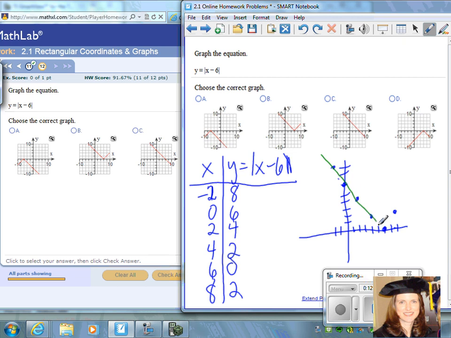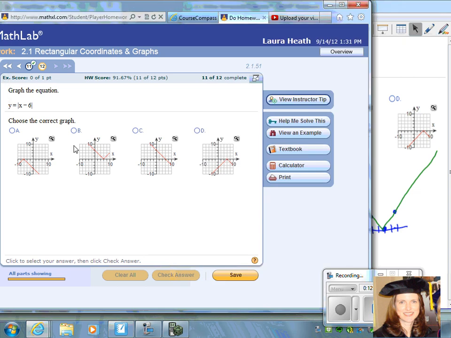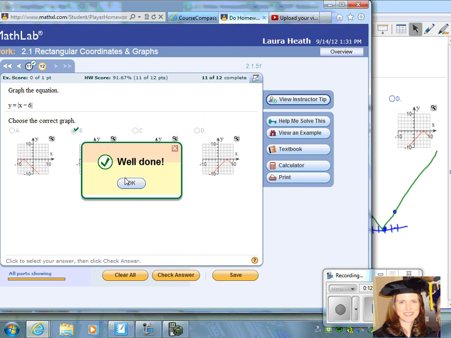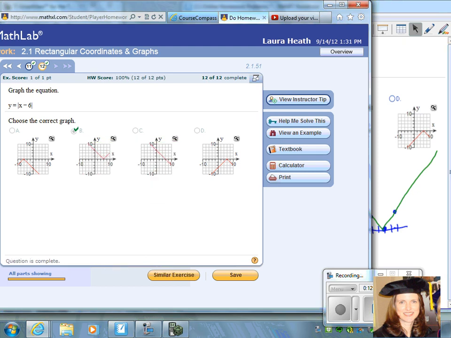Sketch those, goes down, and then after you get past +6, this graph is going to continue to go up. This graph out of all of them looks most like choice B. Well done. So that concludes the problems for section 2.1.